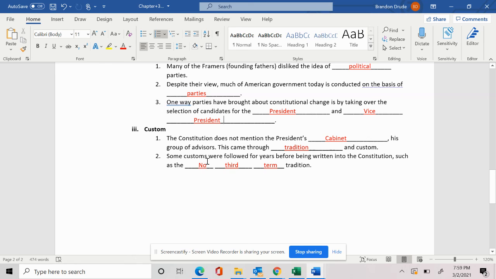And then no one actually went for a third term except for FDR. FDR said, there's nothing saying I can't, so I'm going to become president a third time. And he did. He got elected. Then he said, I'm going to go for a fourth time. And he got elected. So he was the first and only president to ever break that tradition.